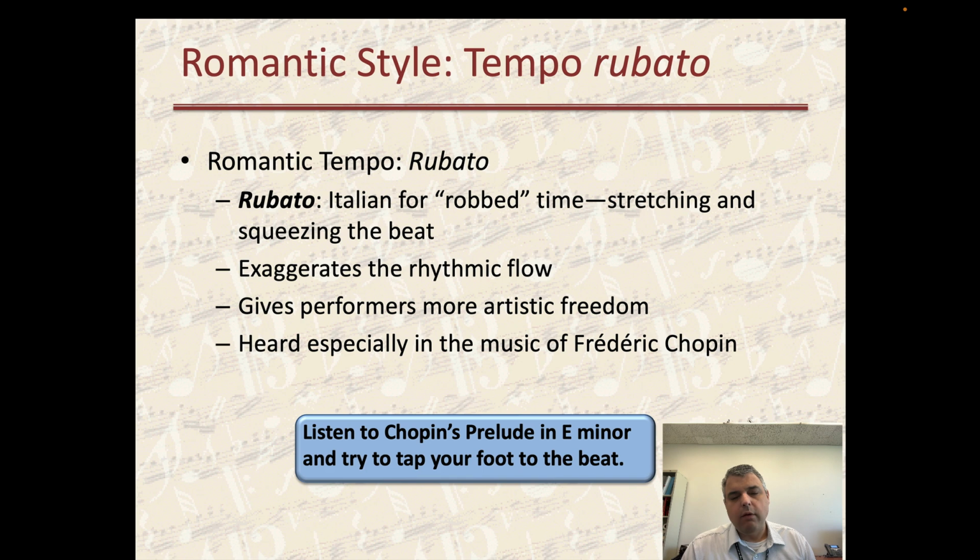Okay. And what composers or performers are doing, instead of having a very strict pulse, is they're going to stretch that pulse at specific times. So rubato, it means, in Italian, to rob time, and they're going to stretch and compress the beat. This exaggeration of the rhythmic flow gives us more emotion and more affection. It gives performers more artistic freedom, and we see this in a lot of composers.